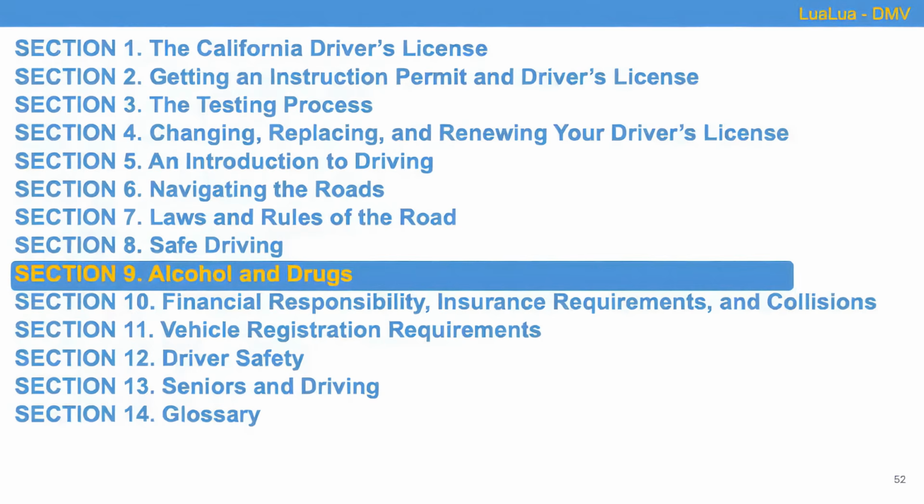If you cause serious injury or death while driving under the influence of drugs or alcohol, you may face civil lawsuits. All DUI convictions remain on your driver's record for 10 years. If you get any other DUIs during that time, the court or DMV may give you an additional penalty.